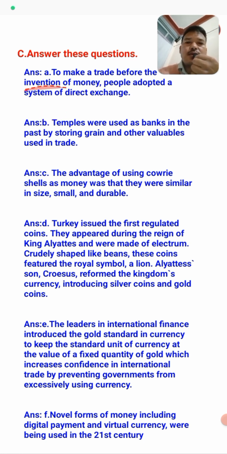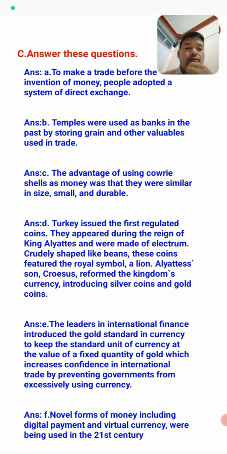The answer is here: to make a trade before the invention of money, people adopted a system of direct exchange. That was called the barter system. When money is not used, they instead exchange things. We give one thing to someone, and in return we get something from them. This is all they used in order to make trade.